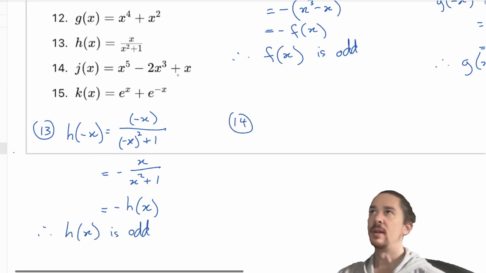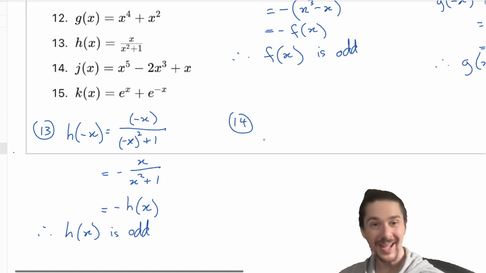Question 14. We have a polynomial. All the powers of x are odd. We know it's going to be an odd function. How are we going to show that so that we get full marks?